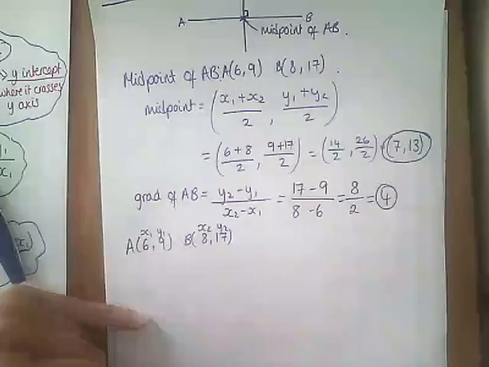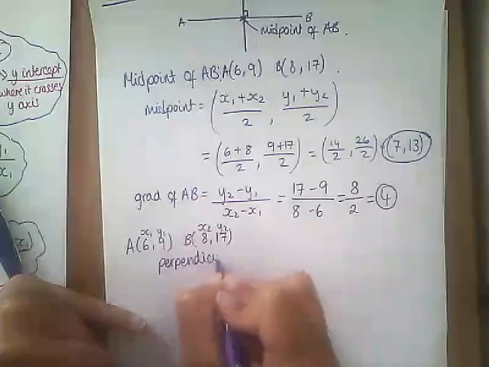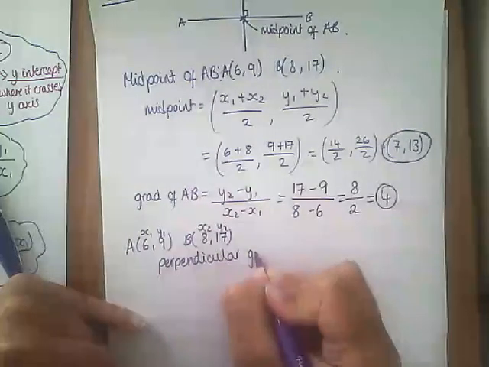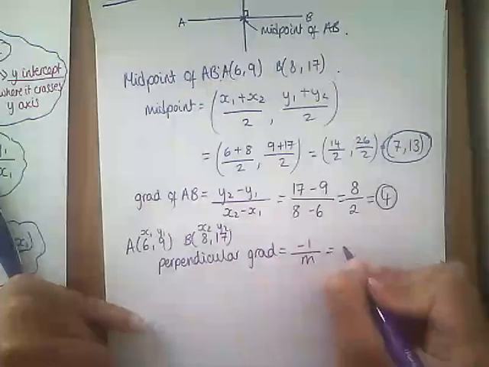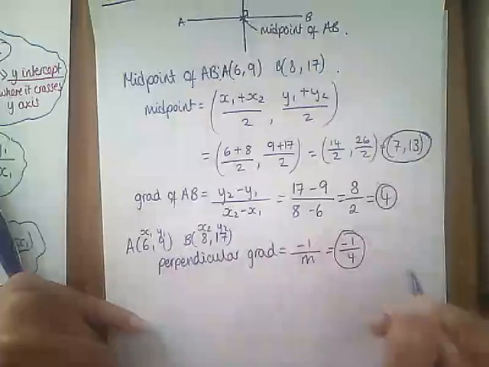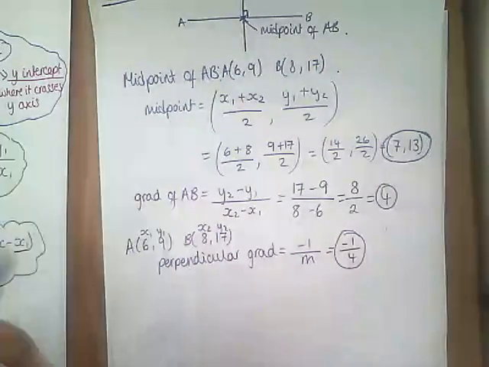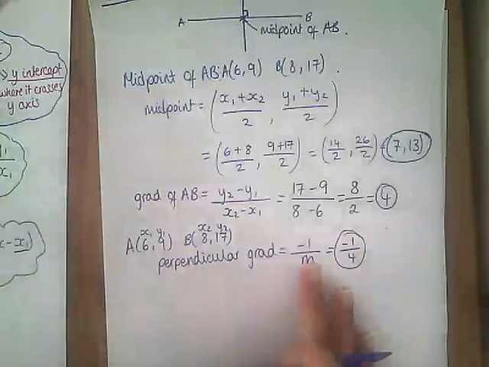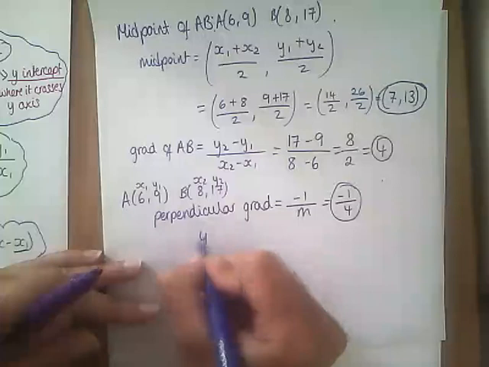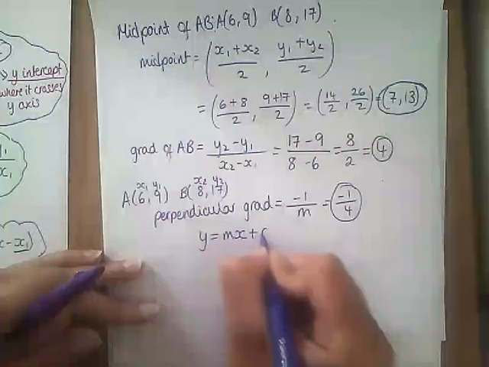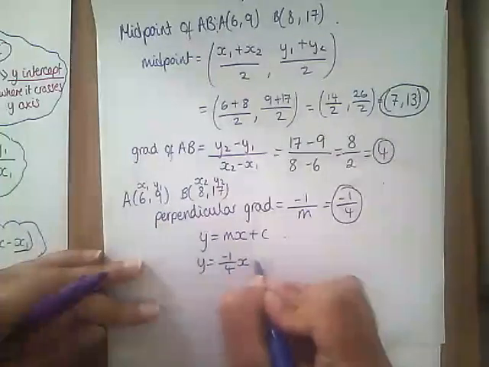Then we've got to work out our perpendicular gradient. So you'll be getting marks all the way through this. Our perpendicular gradient, you'll get a mark for stating it, is minus 1 over our original gradient, so it's minus 1 over 4. It's our negative reciprocal, minus 1 over 4. Then you can use y equals mx plus c, or y minus y1 equals m(x minus x1). It does not matter. I'm going to use y equals mx plus c. So we've got y equals minus a quarter x plus c.